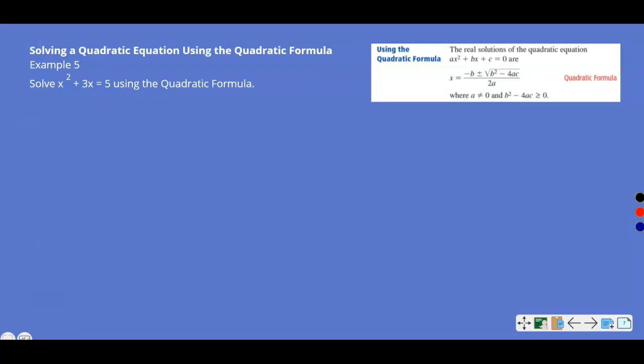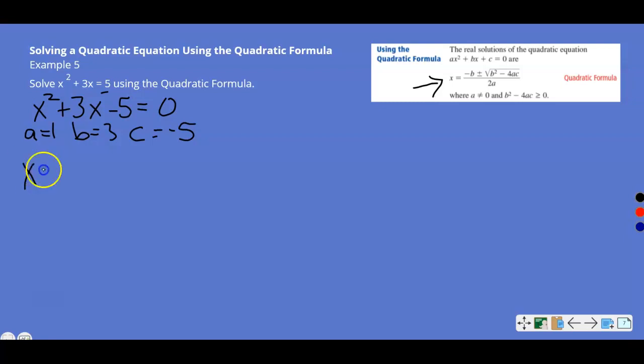Example 5 says solving a quadratic equation using the quadratic formula. All right, so we have x squared plus 3x. Again, 5's on the wrong side, so we're going to subtract 5 and set it equal to 0. So we know A equals 1, B equals 3, C equals -5. Okay, quadratic formula right here.